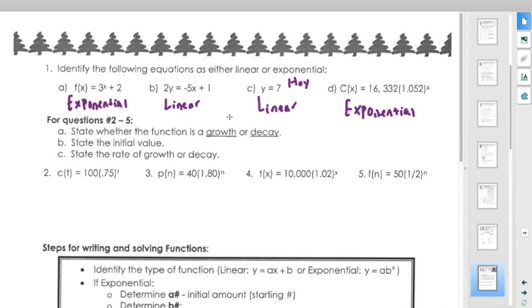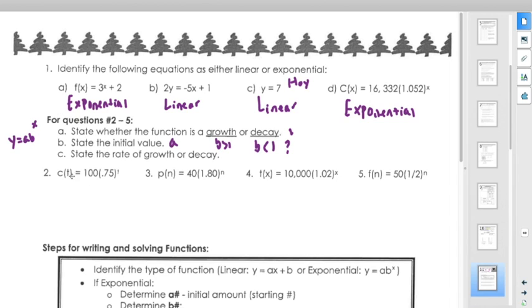Okay. For questions 2 through 5, 3 parts. Part A, state whether the function is a growth or a decay. In other words, is b greater than 1 or is b less than 1? State the initial value, that's your a in your equation. And then state the rate of growth or decay. What is your actual b value? Okay, well, let's see. We know that exponential functions always follow y equals ab^x.